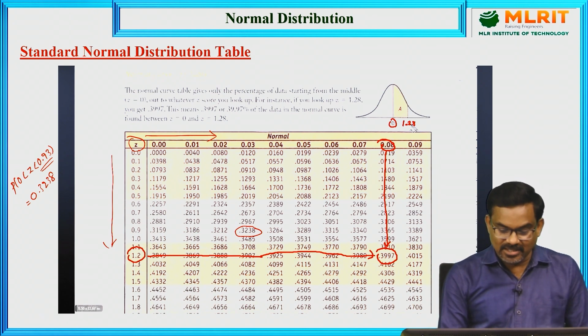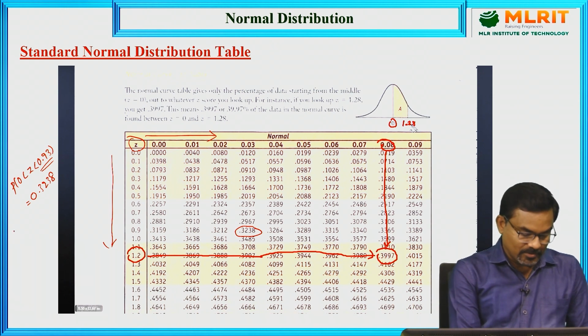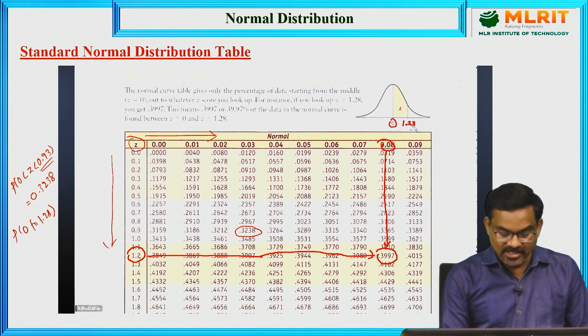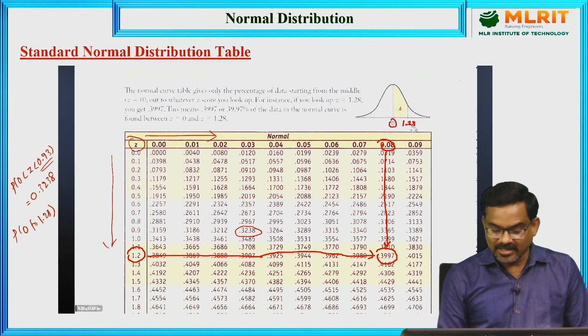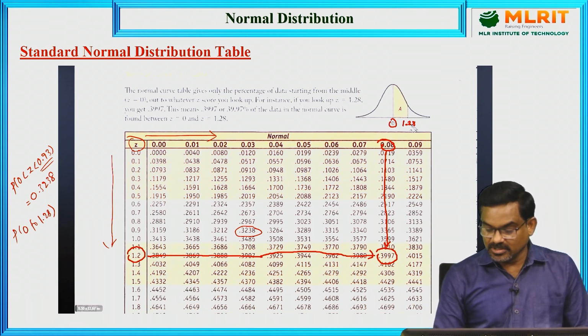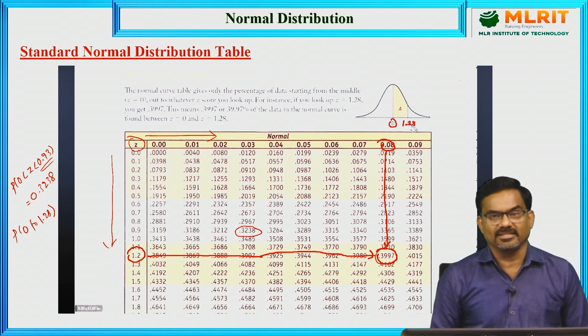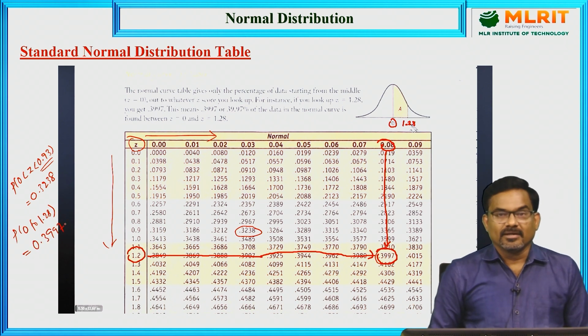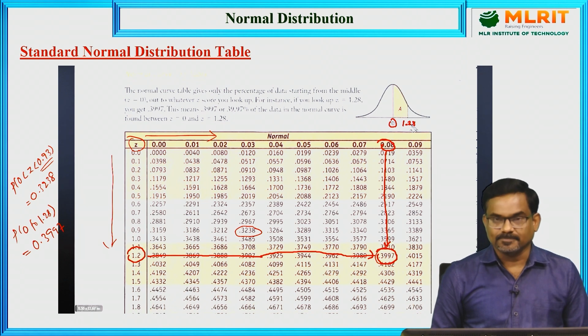Similarly, if you want to calculate 1.28, the probability from 0 to 1.28 or the area from 0 to 1.28. So 1.2 is here, marked here, and 8, the next decimal corresponding to the top row, this value is 0.3997. So the area from 0 to 1.28 is 0.3997. So like this we calculate the values or the areas or probabilities using the standard normal table.